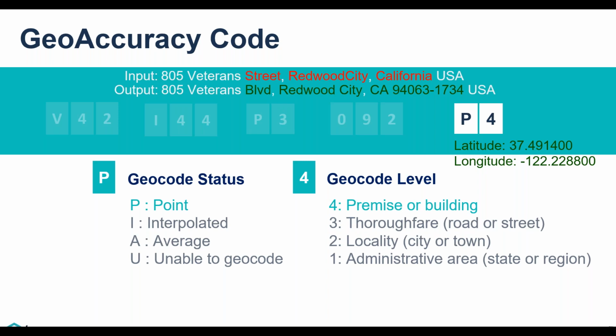So interpolated means that while that particular address wasn't there, so 805 might not have been in the reference data, 803 and 807 were there, and they're on a straight line, on a straight street, so we can pretty much guess where 805 is going to be. Guess is maybe a bad word, but that's what interpolated means. And then average means that we've got some endpoints, but they're not on the same straight line.